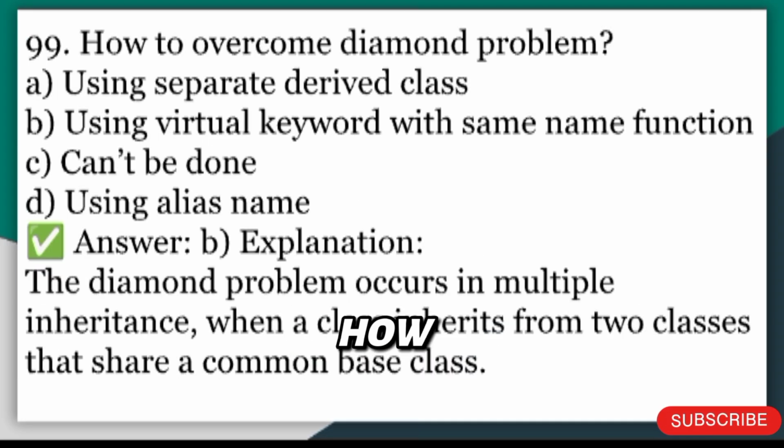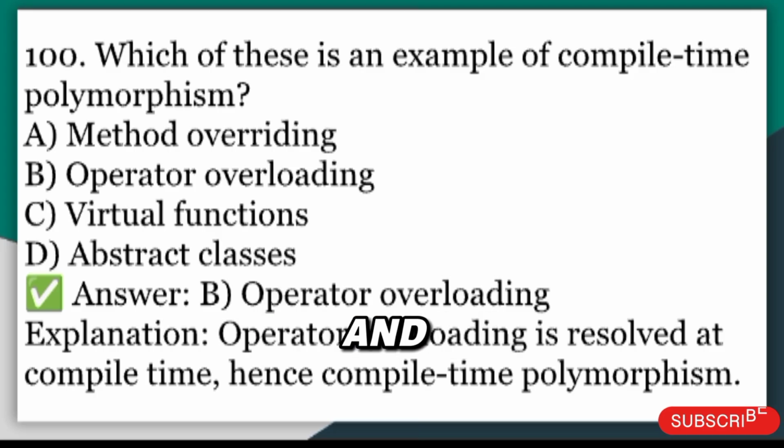Question number 99. How to overcome diamond problem? So the right option is B, using virtual keyword with same name function. Explanation: the diamond problem occurs in multiple inheritance when a class inherits from two classes that share a common base class. This creates ambiguity about which copy of the base class members should be inherited by the child class. This diamond problem is overcome using virtual inheritance in C++.